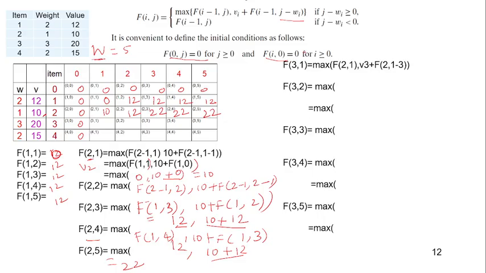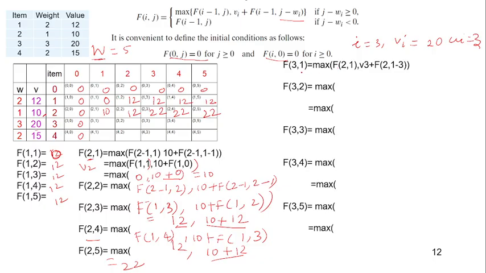Okay, so here f of 3 comma 1. Here i is 3. So for this calculation i is 3. Vi is the value of the third item. The value of the third item is 20. And wi is 3. Having these values, calculate 3 comma 1.